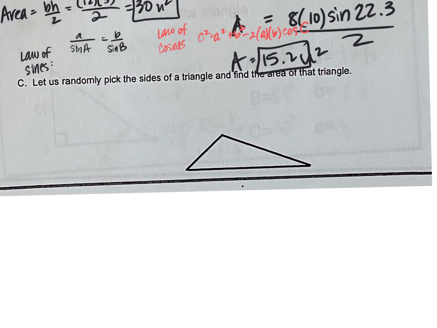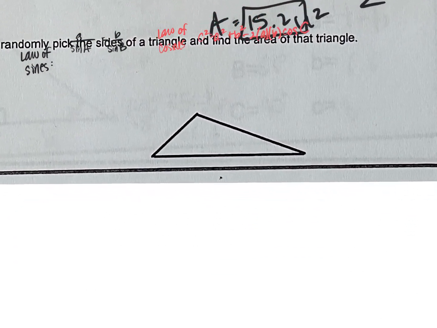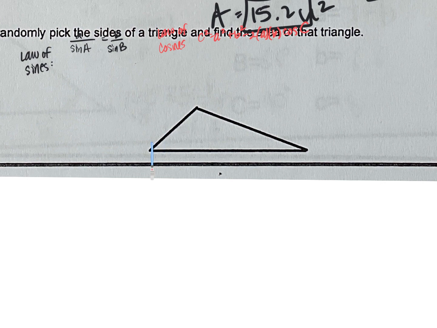Let's make this one up. Randomly pick the sides of the triangle and find the area. Guys, let's make some stuff up. How big do we want this leg to be? 4. How big do we want this leg to be? 8. How big are we making this leg? 12. It's got to be bigger than the sum of those two, so I'm down with 15. Yeah, let's make that one 15.